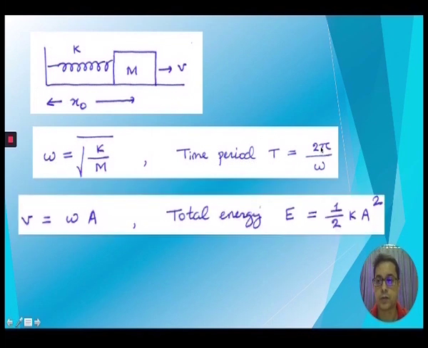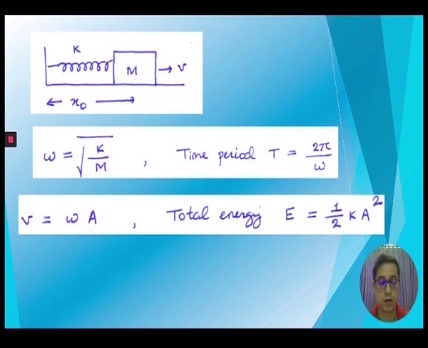Another thing is that the amplitude is capital A, so therefore the velocity you can write as omega into A, right? And total energy is equal to half k A square. I think these are familiar results to all of you, so you can utilize this information. So this is the initial configuration. Now we are going to consider case 1 and case 2 separately.